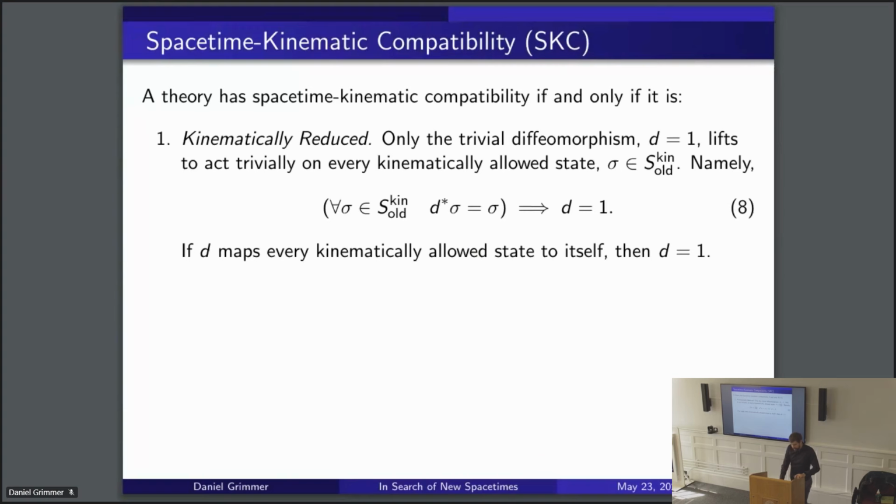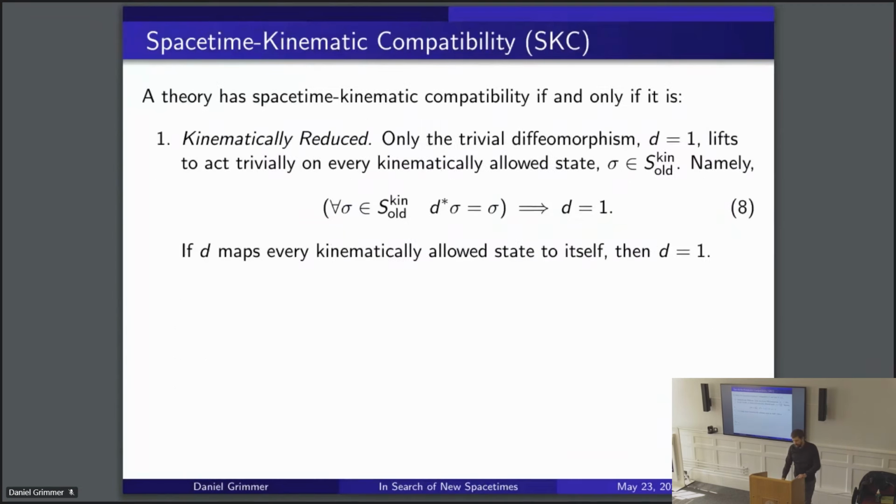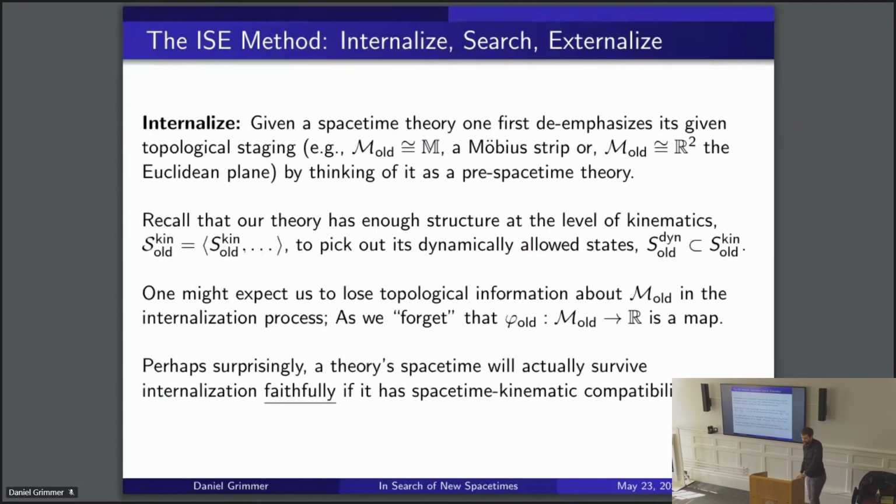No, we're in the full glory of the spacetime theory at the moment. The internalization process takes in a spacetime theory. It's going to spit out a pre-spacetime theory. But we've taken this as input, KC on the spacetime theory. So it's the spacetime theory that has spacetime kinematic compatibility, not the pre-spacetime theory.